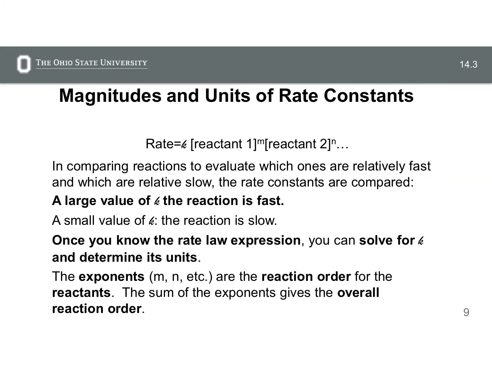A couple of things here. A large value of the rate constant means the reaction is fast. Small value, slow. You can determine the units for the rate constant once you know the rate law, like we just did. Calculate those units, do that unit analysis. Everyone loves unit analysis. That's like what we do on the weekends. The sum of exponents gives the overall reaction order. That can be useful as well.